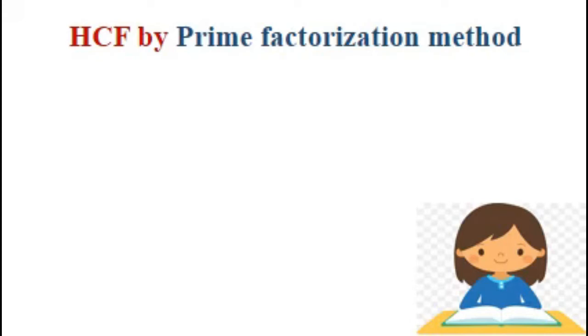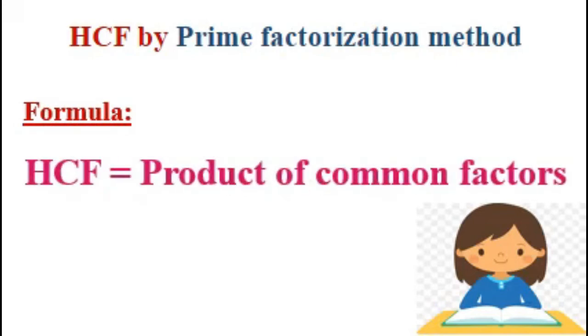Now we are going to learn about the formula to use for finding HCF by the prime factorization method. So what is the formula? The formula is that HCF is equal to the product of common factors.